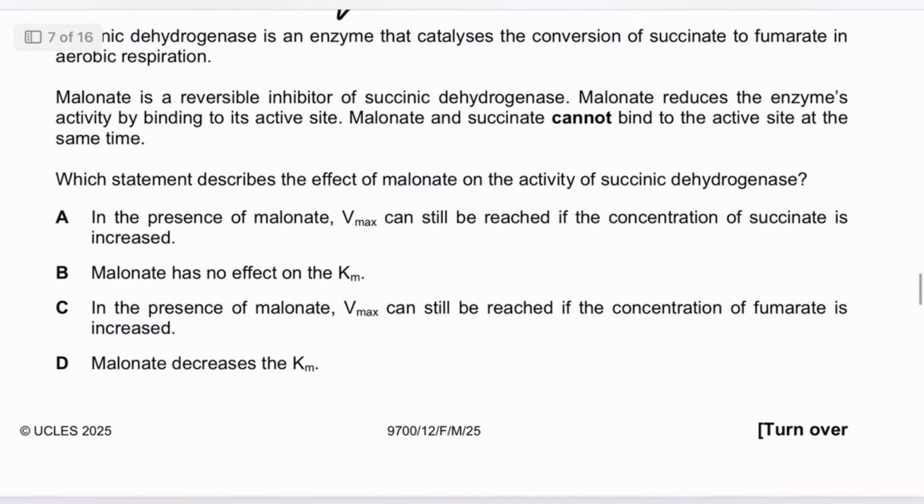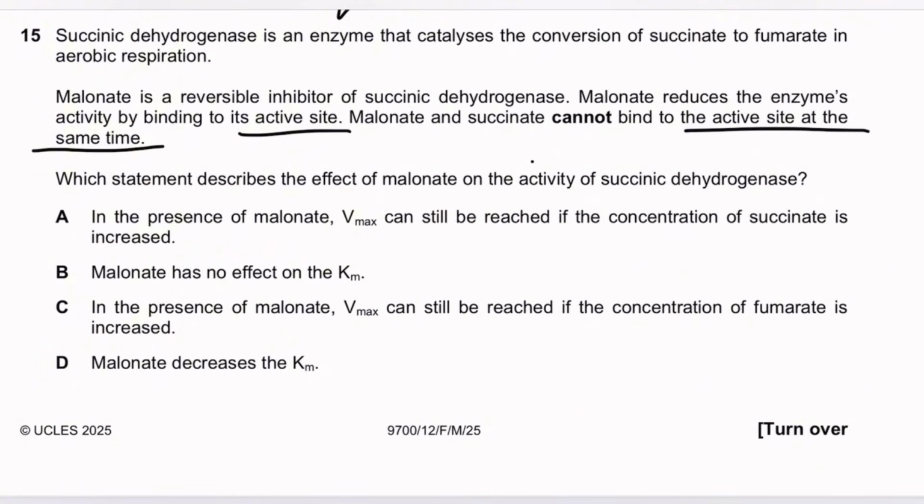Succinic dehydrogenase is an enzyme that catalyzes the conversion of succinate to fumarate in aerobic respiration. Malonate is a reversible inhibitor of succinic dehydrogenase, and malonate reduces the enzyme's activity by binding to its active site. Malonate and succinate cannot bind to the active site at the same time. Okay, so it is a competitive inhibitor. It says here it's a reversible inhibitor and that it binds to its active site. Which statements describe the effect of malonate on the activity of succinic dehydrogenase?